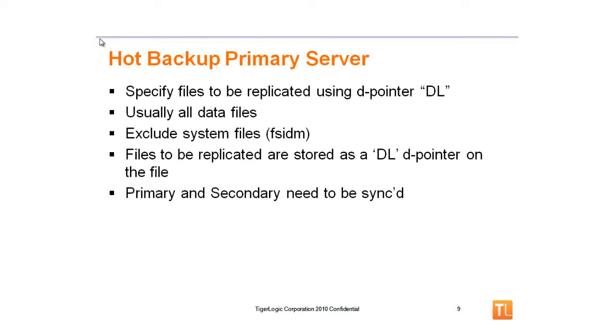Setting up the primary side of the Hot Backup, you really don't want to back up everything on the primary machine. Really what you want is your data, your application files. You don't want your configuration files for that primary machine to be replicated over, because it is a unique secondary machine. So you want to exclude things like the files in the FSI DM account. You specify which files are to be replicated by using the D pointer on the file. So a DL type D pointer says log any transactions to that file. And there's some other D pointers we'll take a look at.